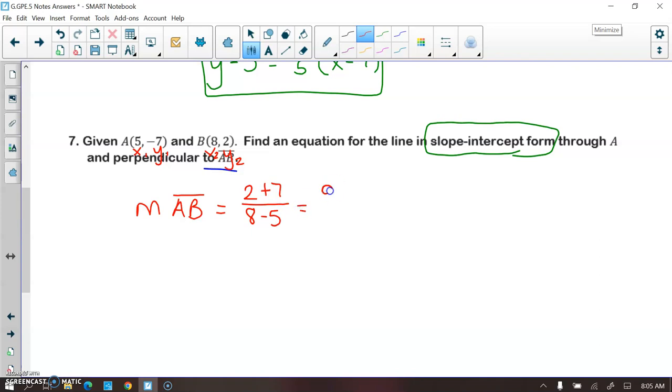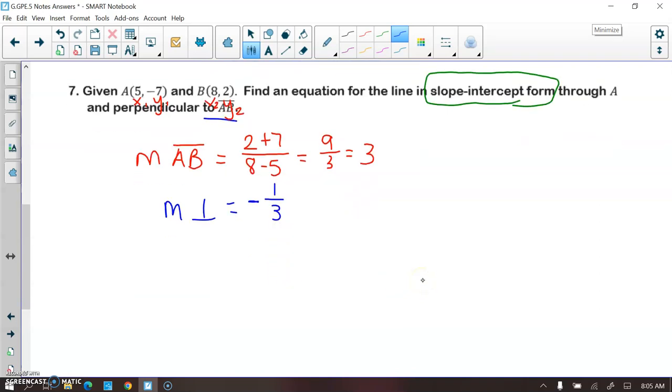A 7 plus a 2 is a 9. An 8 minus a 5 is a 3. 9 divided by 3 gives us a +3 slope. But we want the equation of the line to be perpendicular to that line. So we need the opposite reciprocal slope of 3, and that's going to be -1/3. And then we want it to travel through point A.